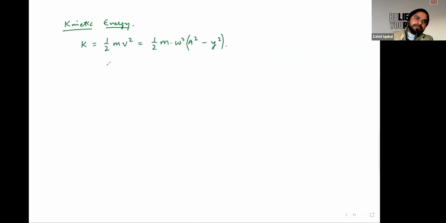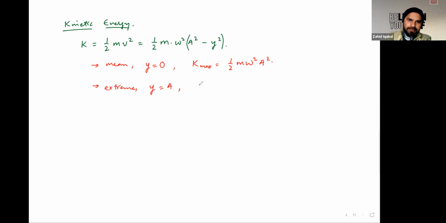So in this expression, first, at the mean position, when displacement is 0, the kinetic energy of the particle will be maximum, that is half m omega squared a squared. But at the extreme position, when displacement is maximum, kinetic energy will be minimum, that is 0.